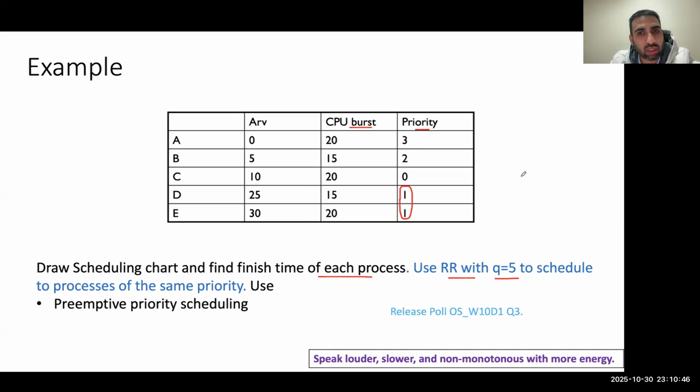Okay, is everyone clear on the question? You are given processes, their arrival time, their CPU burst time, and their priority levels. You need to use preemptive priority scheduling, and if two or more processes have the same priority level, you need to schedule them using the round robin algorithm with a quantum value or time slice of 5. And you need to find the finish time of all processes. Okay, go ahead and you have 2 minutes.